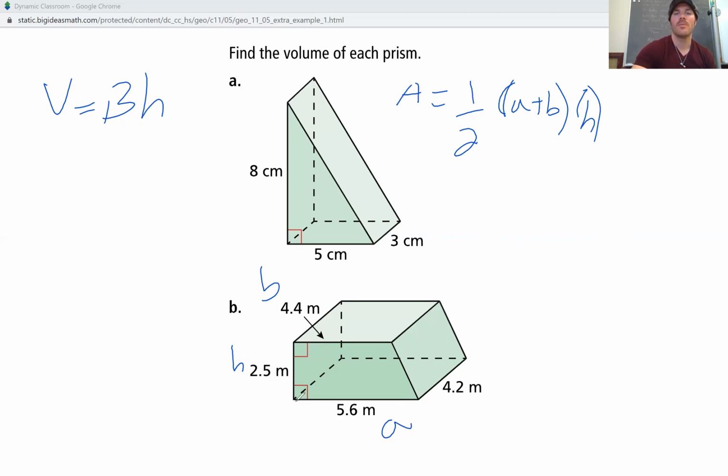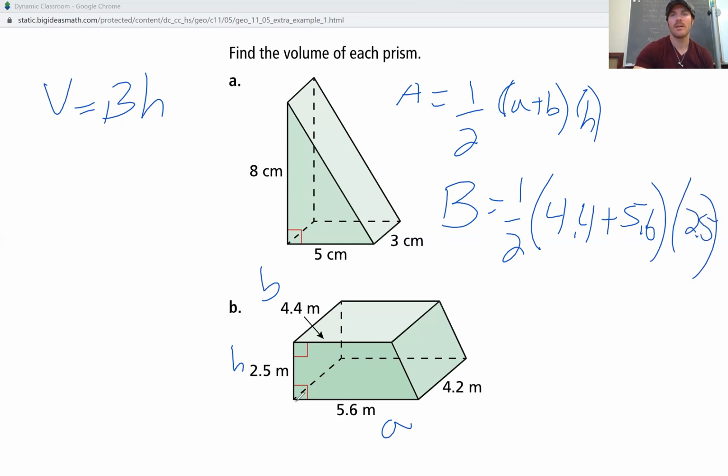And so we're finding the area of the base, which is capital B. So 1/2 times 4.4 plus 5.6 times 2.5. And I'm going to put that in a calculator. So 4.4 plus 5.6, divide that by 2 and multiply that by 2.5, and I should get 12.5. That's 12.5 meters squared.